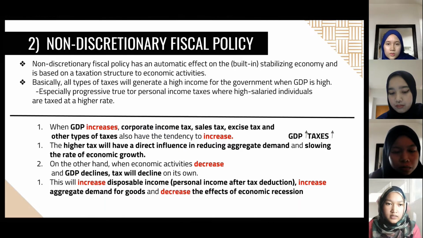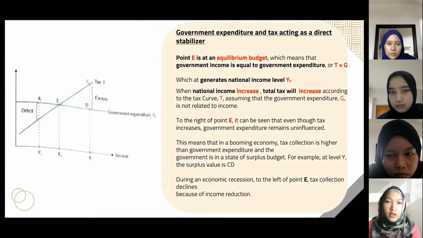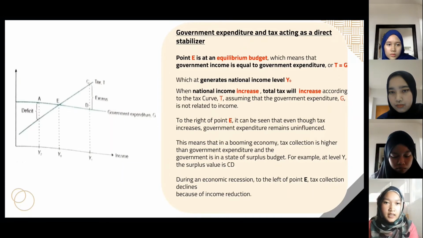Lastly, this will increase disposable income after tax deduction, increase aggregate demand for goods, and decrease the effect of economic recession. Okay, now I show the graph of government expenditure and tax acting as an automatic stabilizer.